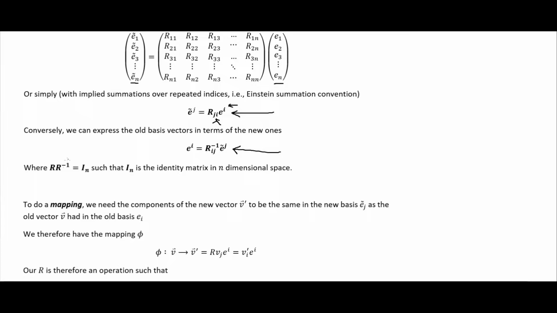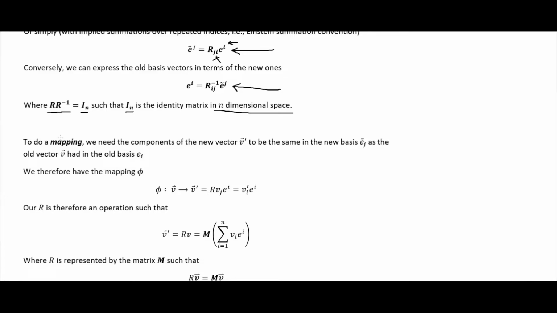And so we can take two of our matrices here. Well, we take one and then its inverse, and that gives us the identity element, which is this I sub n, with the n being the dimensionality of the space. And so to do a mapping, we need the components of the new vector, so this v prime, to be the same in the new basis. So we need the components to be the same in the new basis as the components were for the old vector in the old basis.